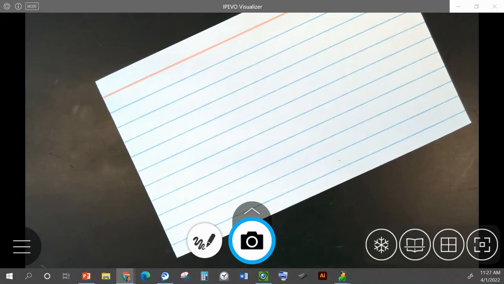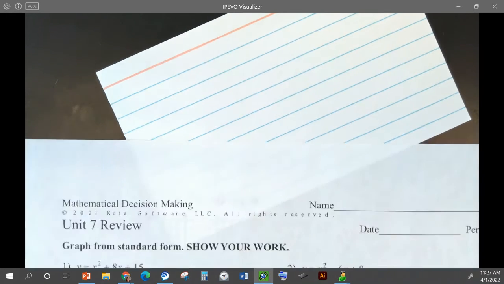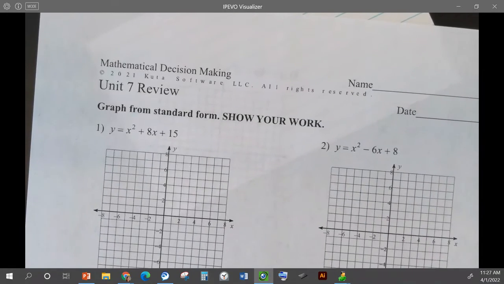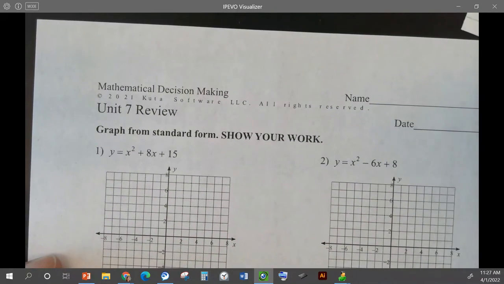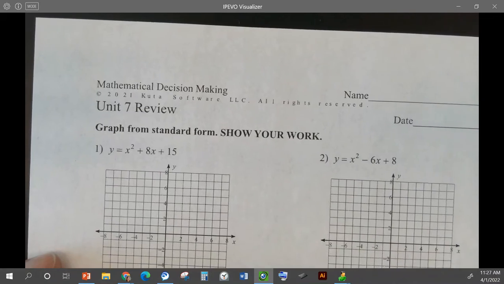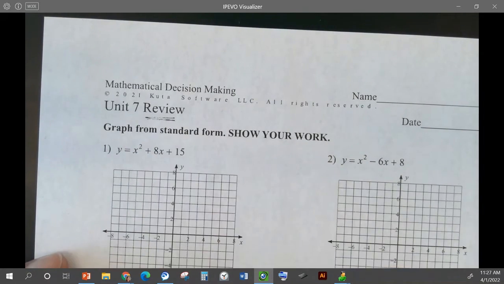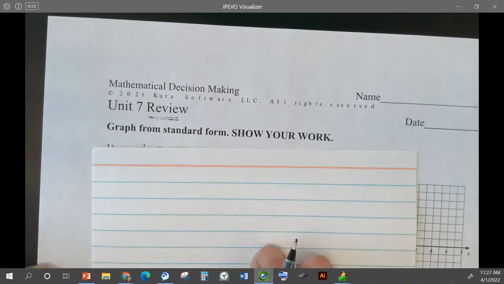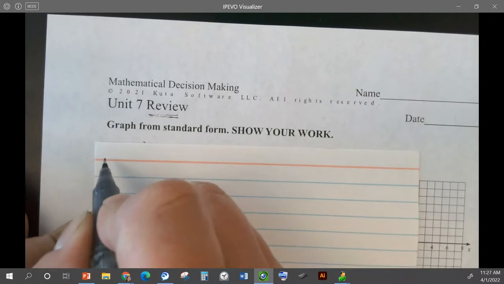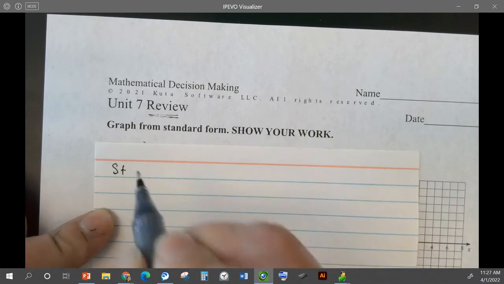We did this review. So what I would do is I would look through the review and see what we need to remember how to do. This section says graph from standard form. Again, this is our review. It's going to look really similar to the test. So I would probably write something like for standard form.